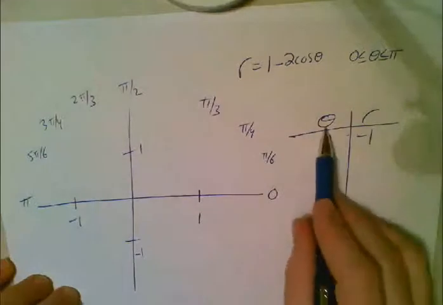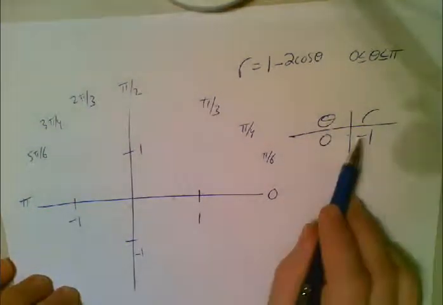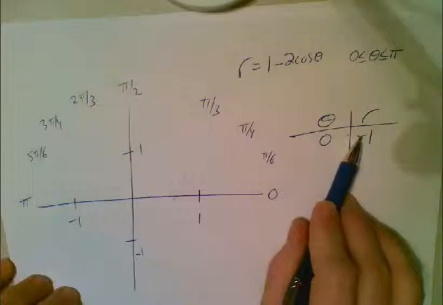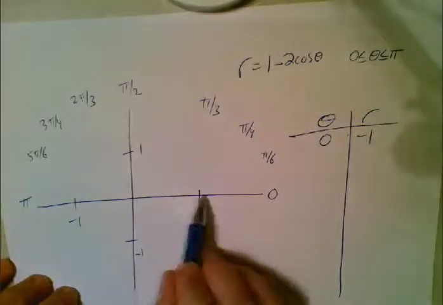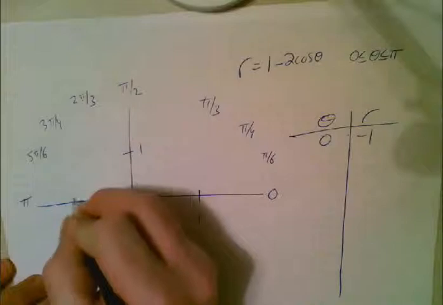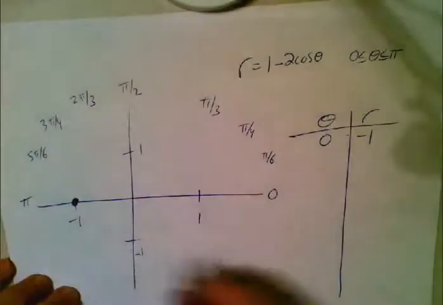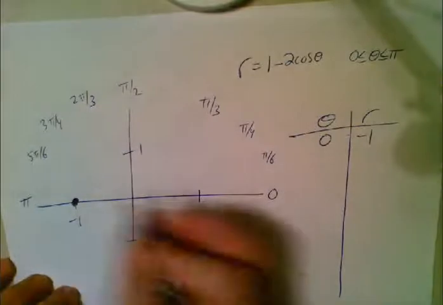So these are all my theta values. At theta equals 0, I'm supposed to be negative 1 away. Positive 1 would be this way along the 0, so negative 1 is this way. My first point is here. When we graph this, that's where we're starting.